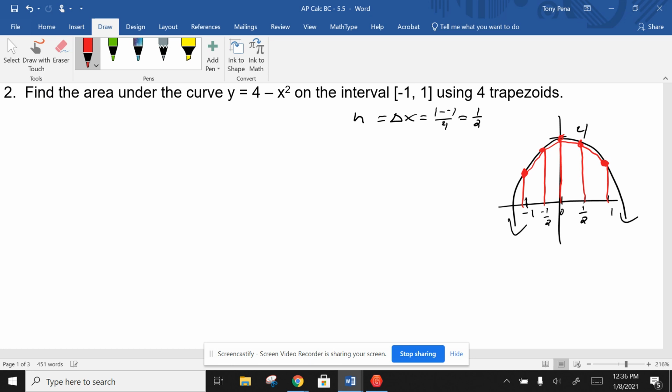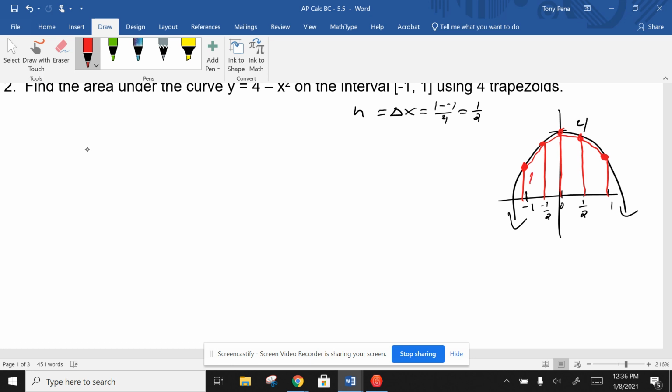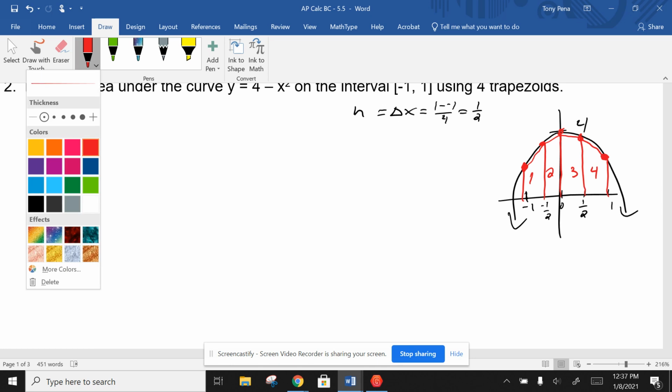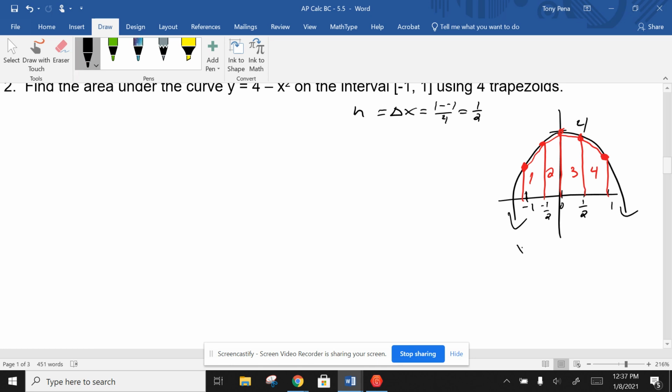But again, the nice thing about this is you don't have to think which x coordinates am I using. You're going to use all of them. So even though we have 4 trapezoids, you're going to end up with 5 bases. So we're going to get one at the -1 value, -1/2, 0, +1/2, and 1.